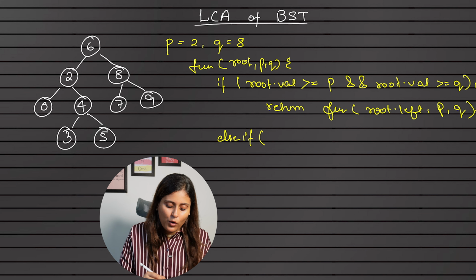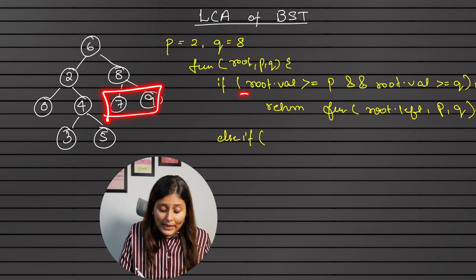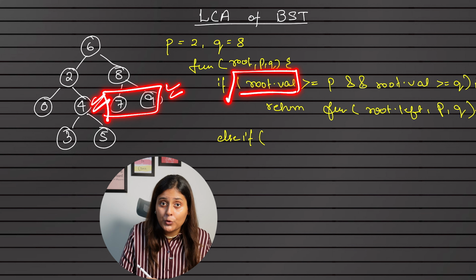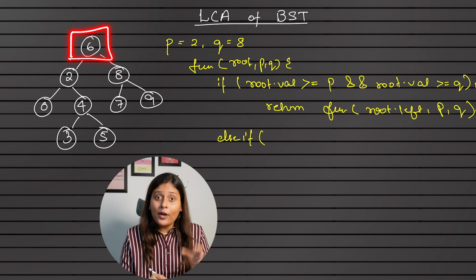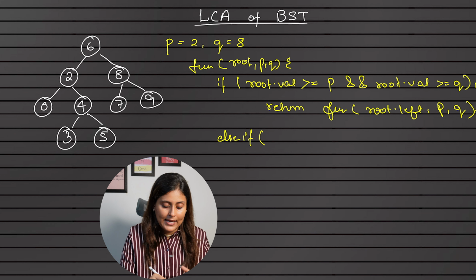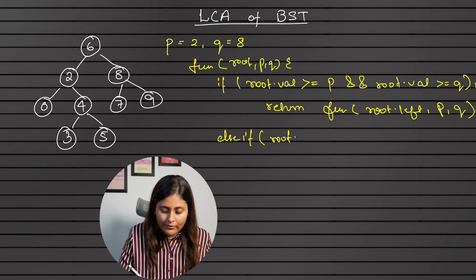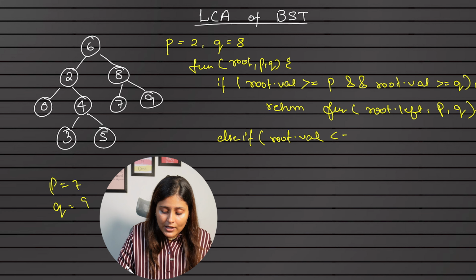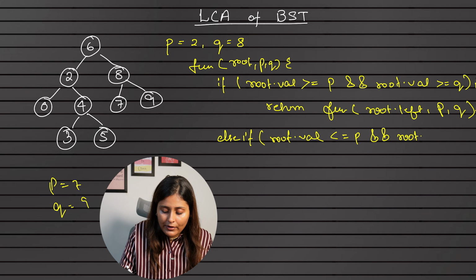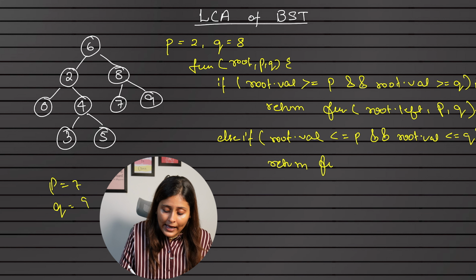Else if, why? Because what if it was 7 and 9? In that case, root dot value will be smaller than P and smaller than Q. So in that case, we have to go towards the right side. We can return root as the LCA only when one node lies towards my left side and one node lies towards my right side. So else if my root dot value, let's say when P is 7 and Q is 9, is less than or equal to P and root dot value is less than or equal to Q, then we can say our answer, which is LCA, lies towards the right side. So just call for root dot right, P and Q.